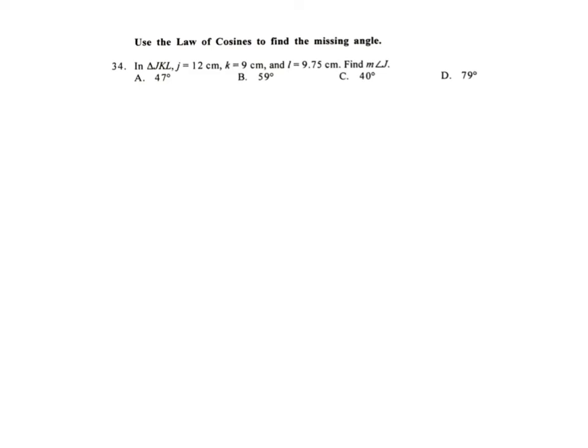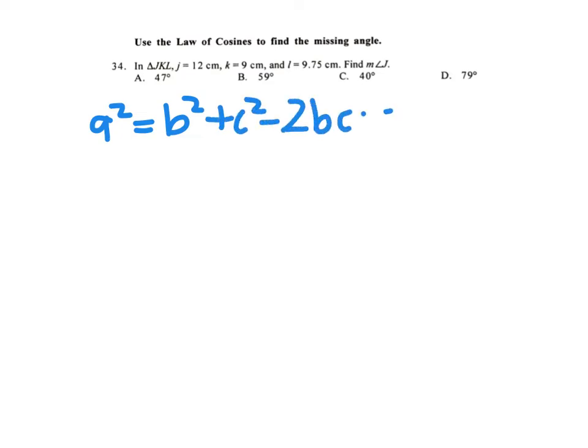The last one says use the law of cosines to find the missing angle. Remember, your law of cosines is something like a squared equals b squared plus c squared minus 2bc times the cosine of big A. I'm going to draw a triangle so we can see what we have so far and what we're looking for.